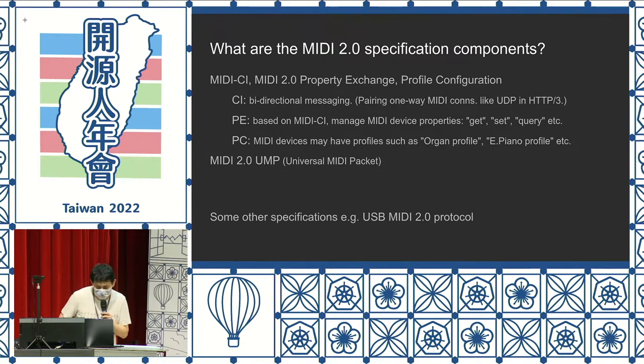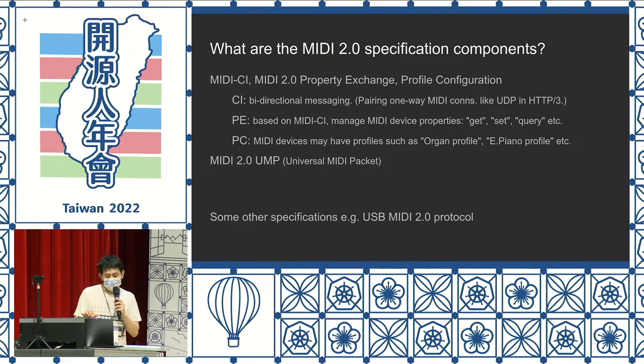It's simpler. So finally, I'm talking about MIDI 2.0. What are the MIDI 2.0 specification components? There are four significant documents within the document archive. The first three are MIDI CI, which is MIDI Capability Inquiry, and MIDI 2 Property Exchange and Profile Configuration.